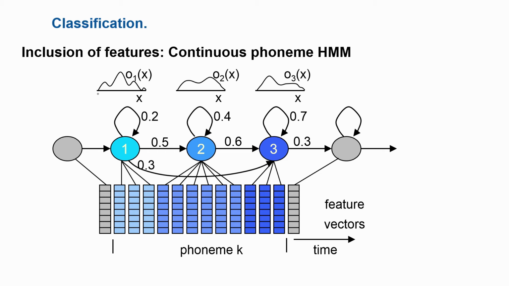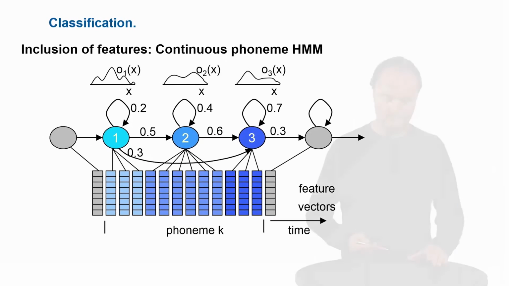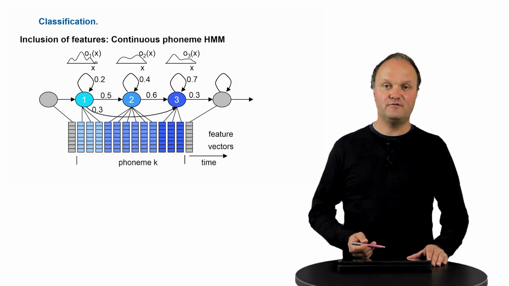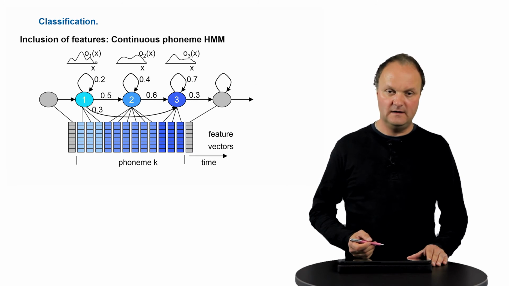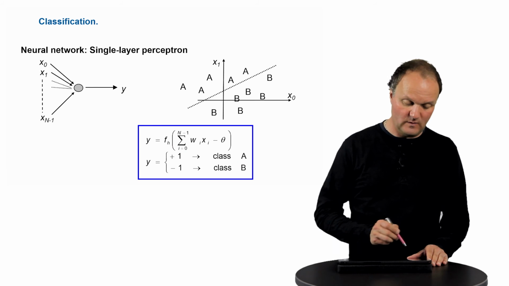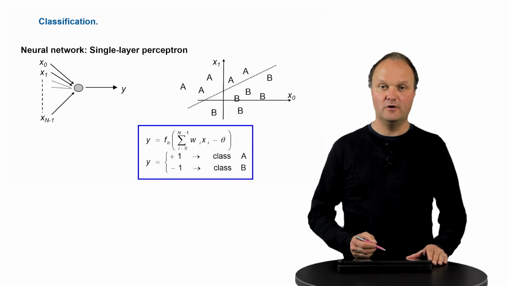Now we can calculate the probability that this sequence of states emits a certain sequence of feature vectors by multiplying the emission probabilities that those states emit certain feature vectors multiplied with the transition probabilities between the states or from one state to itself, as we have calculated it with a discrete hidden Markov model. The hidden Markov model is just one way to calculate those probabilities. There's a second way, which is called the neural network.